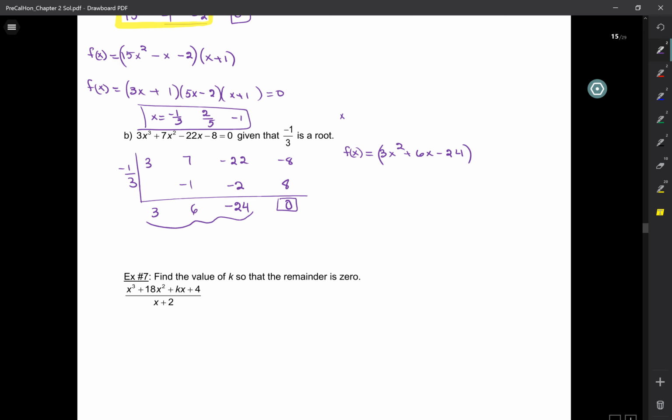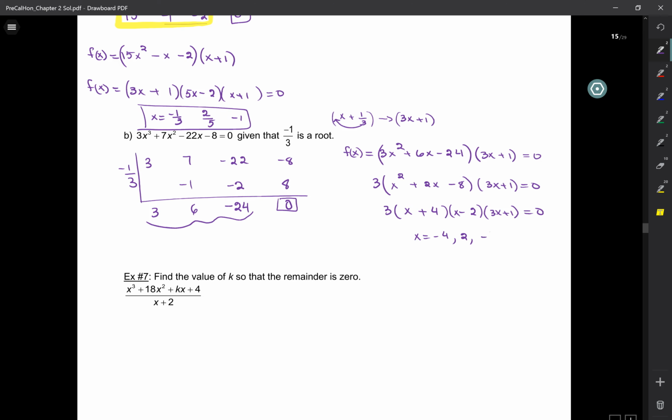times, now, if it's x plus 1 over 3, we don't normally write that like that. We write it as 3x plus 1, right? Because now if you solve this, you get negative 1 over 3 out of it. So 3x plus 1. If I now factor and set this equal to 0, right? Actually, from this, I can factor out a 3. So I get x squared plus 2x minus 8 times 3x plus 1 equal to 0. So here, I have x, and now I need to multiply to get 8, so that's going to be a 4 and a 2, and actually a positive 4 and a negative 2. So x equals negative 4, 2, and negative 1 over 3.